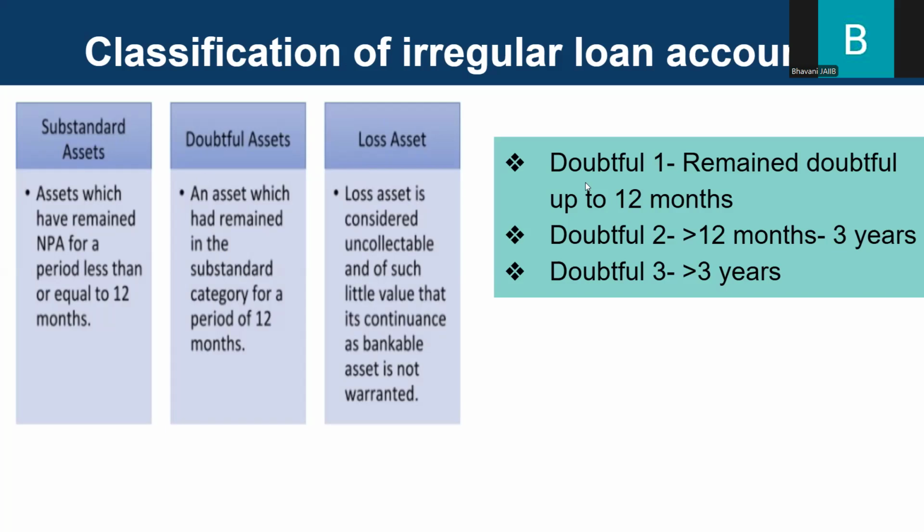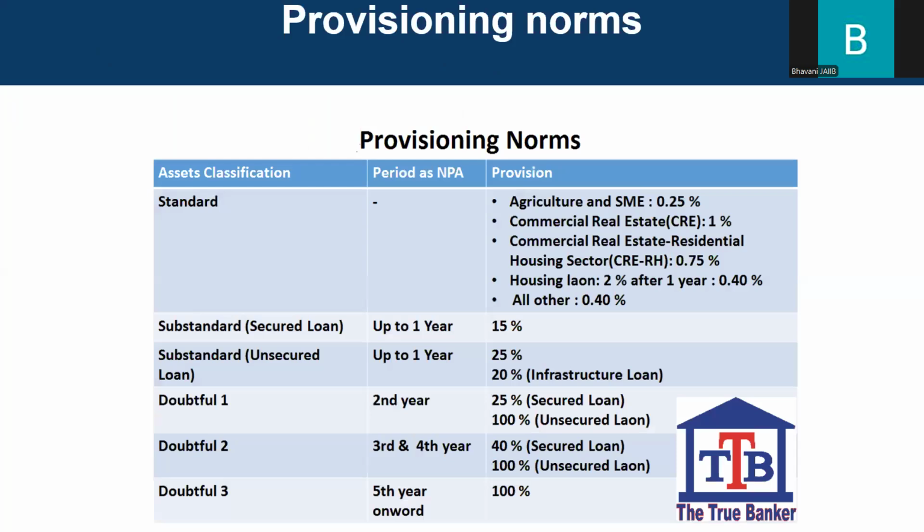Under doubtful assets, we have doubtful 1, 2, 3, wherein doubtful 1 is an asset which has remained doubtful up to 12 months of period, and doubtful 2 is where the asset has remained doubtful more than 12 months but less than 3 years. And doubtful 3 category is where the asset has remained doubtful for more than 3 years. So this is about the classification of irregular loan accounts.